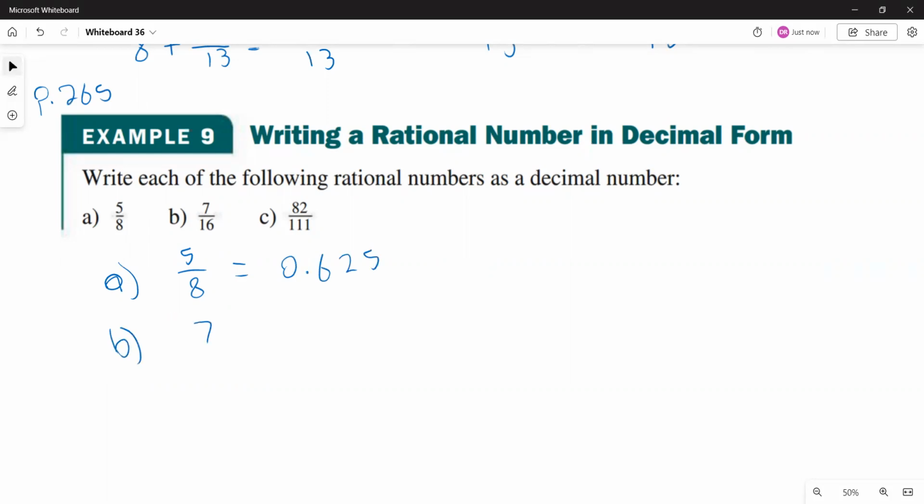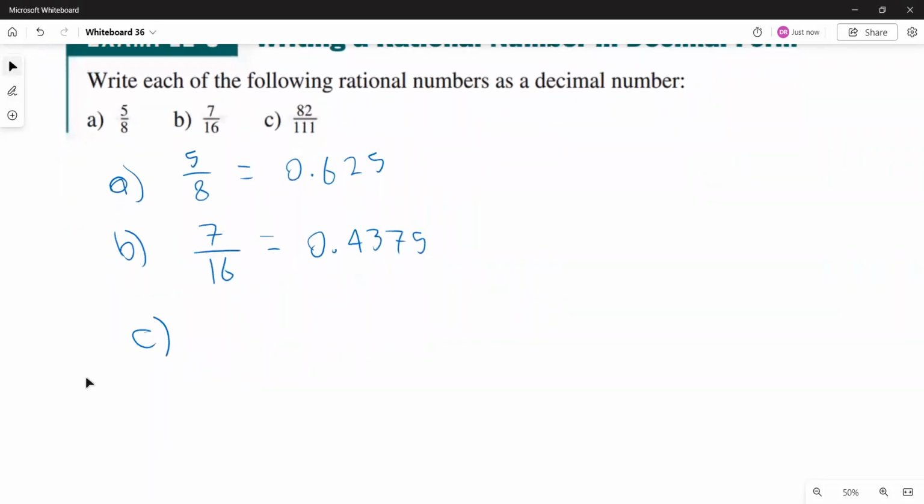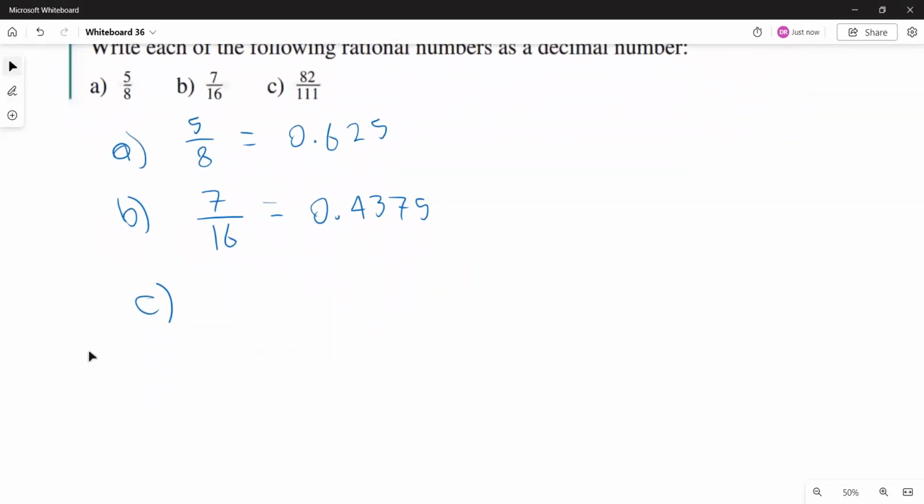If you do 7/16, if you put this in a calculator, that's going to be 0.4375. Now let's try part C. We're going to do the division, 82 divided by 111, and we'll see one property of rational numbers.